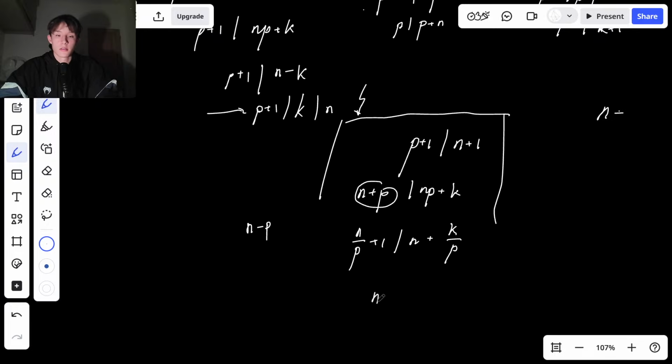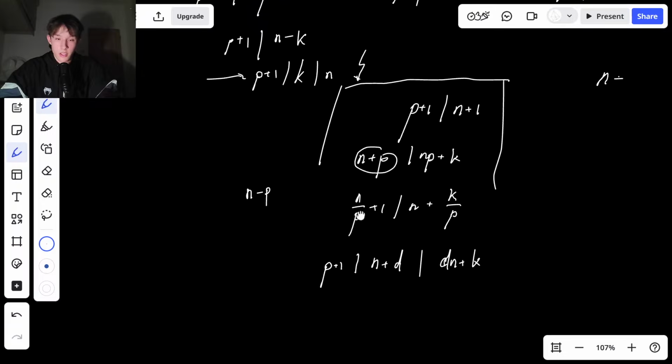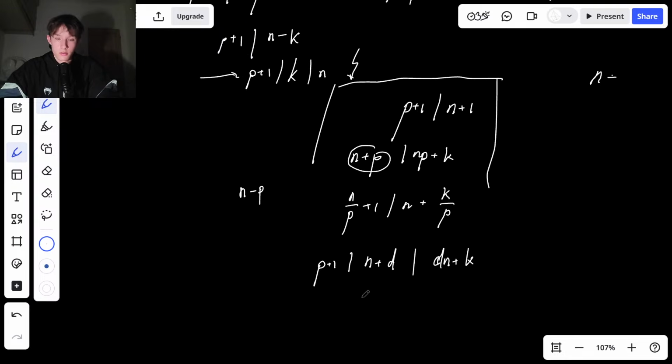So I want to find, from this expression, n plus d divides dn plus k. I want to find such a d that p plus 1 divides n plus d. Well, d equals 1 would be nice, but it doesn't really work. Does it? D equals 1, we already checked it. Doesn't really work.